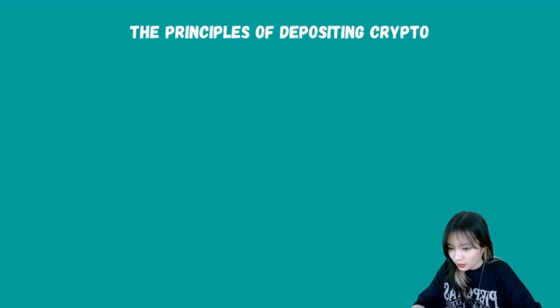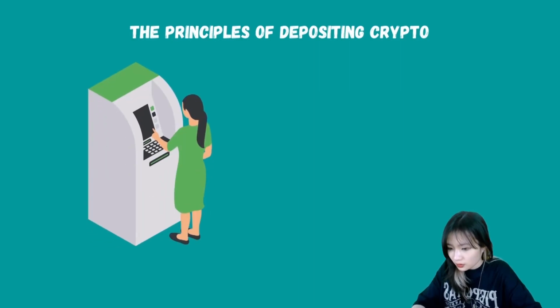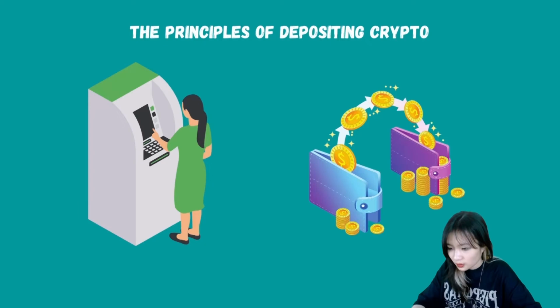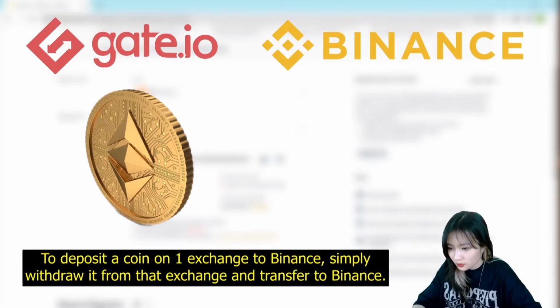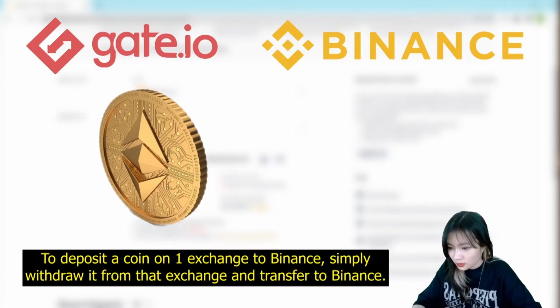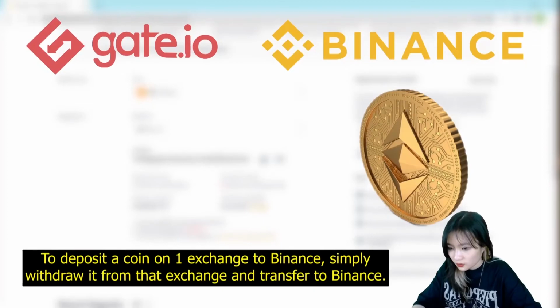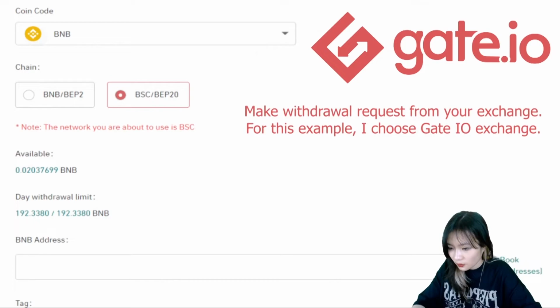So the principle of depositing to any exchange is that you withdraw an amount of assets from one platform, which can be another exchange or e-wallet. Then you will have to transfer it to the exchange that you want to make a deposit on. So for example, if you have an amount of a coin in one exchange and you want to deposit the same amount of that coin on Binance, then you will have to withdraw it from that exchange and transfer it to Binance.